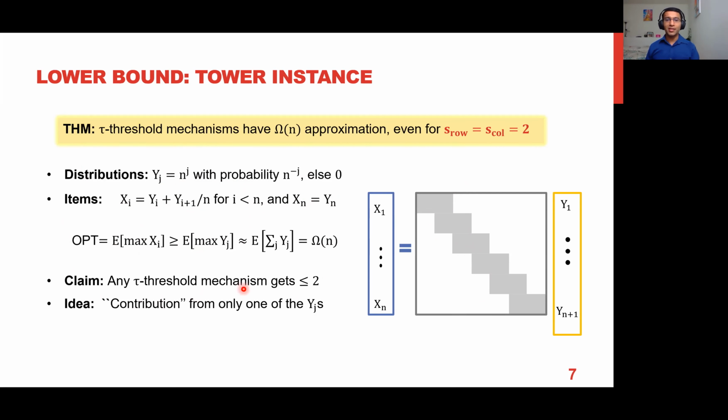However, for any threshold-based algorithm that you design, if you set it close to n to the j, the best you can get is roughly a constant. It's a simple calculation, but it basically shows that any threshold algorithm can perform well only when yj is active.